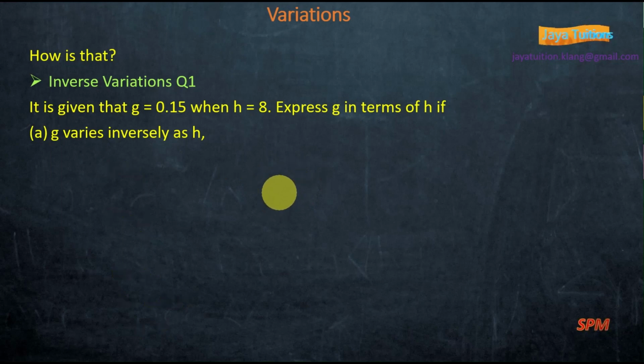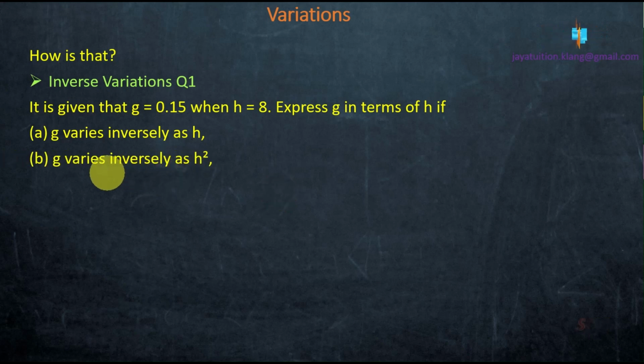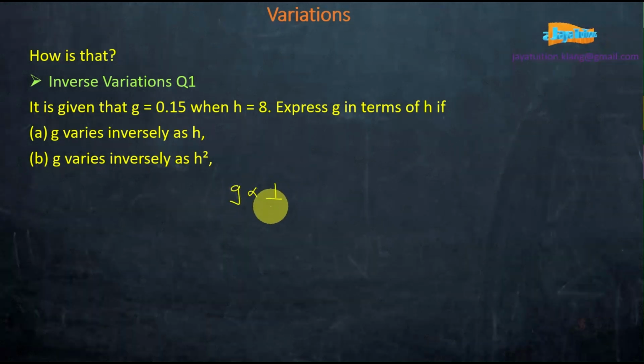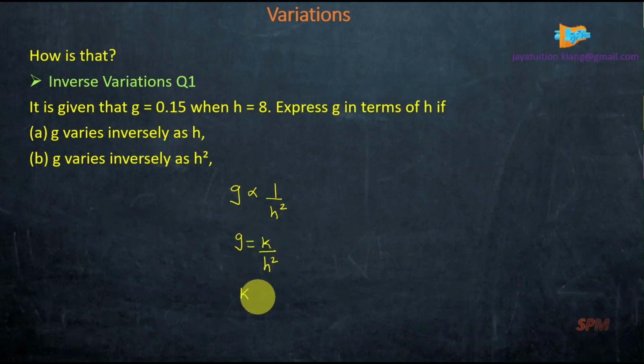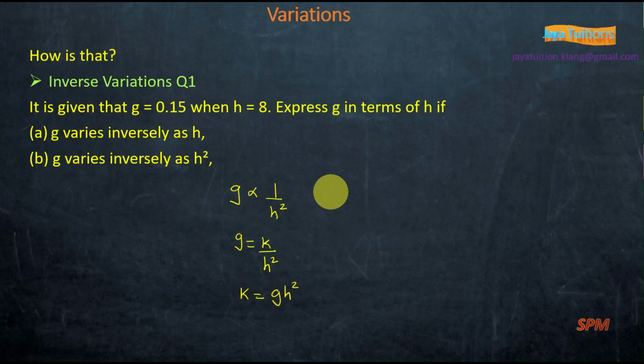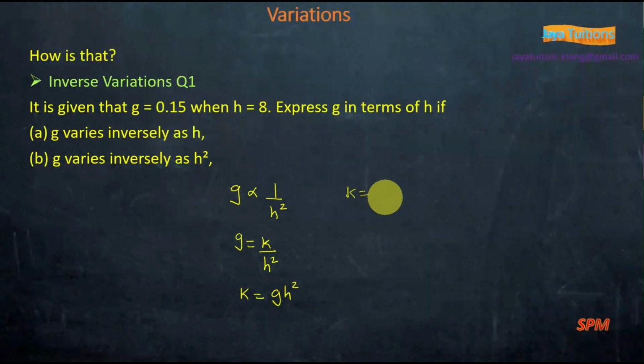Let us now try to take another variant. It is given that g varies inversely as h square. So in this case, we can write g is proportional to 1 divided by h square. That is, g will be equal to some constant k divided by h square. Again, we find the value of k. k becomes equal to g times h square.